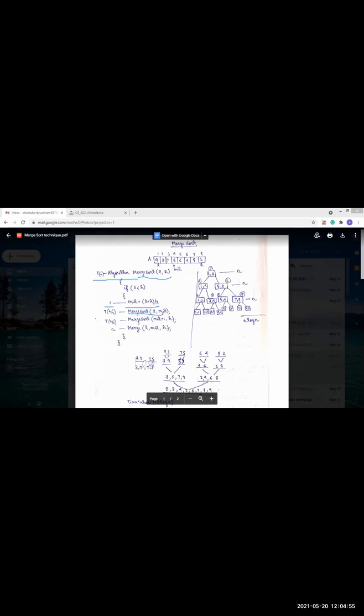Basically, these two statements are performing merge sort(L, mid) and merge sort(mid+1, high). That means what is the purpose of these two statements? These two statements are dividing the problem into subproblems. Means if there is one list, this divides the list into two parts.